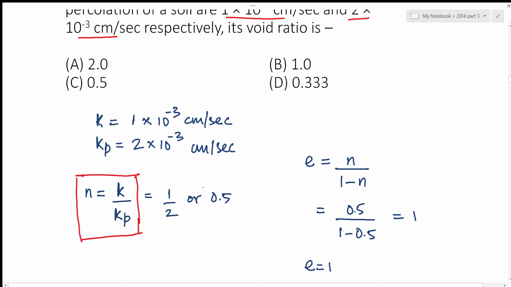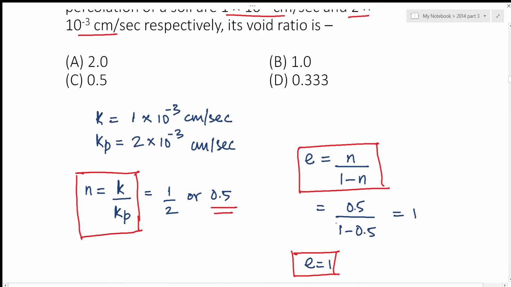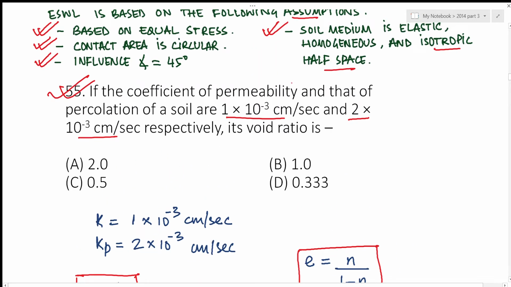Now if you replace the values, the value of porosity would come out to be 0.5. And you also know void ratio and porosity are related as e is equal to n by 1 minus n. So if you replace the value of porosity, the void ratio would come out to be 1. So the answer should be 1 for this question. The answer should be B.